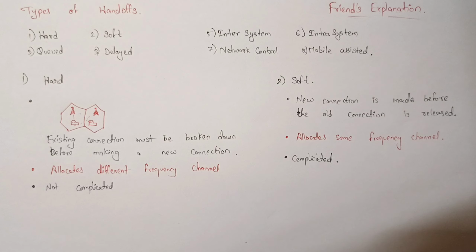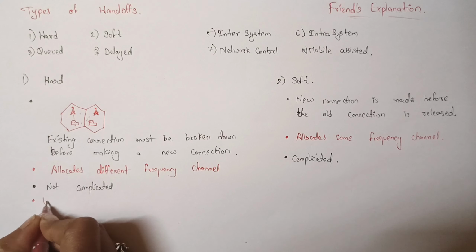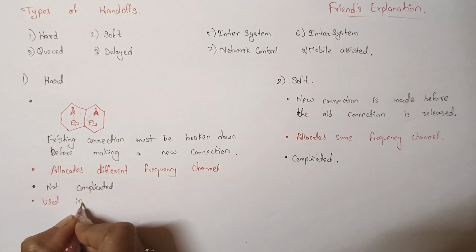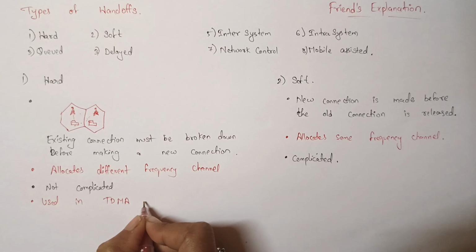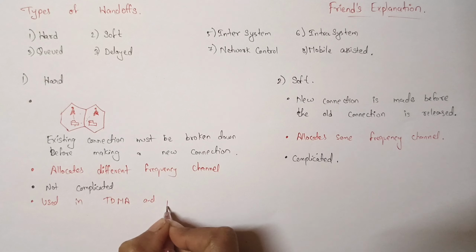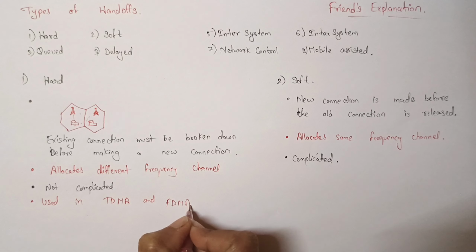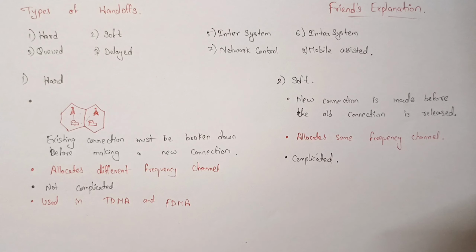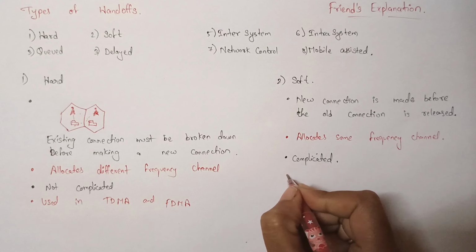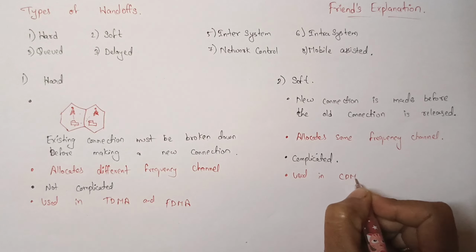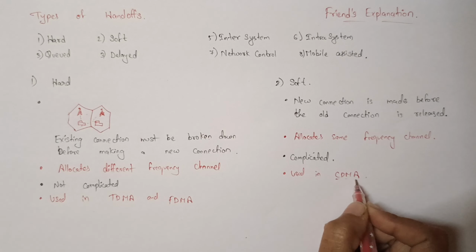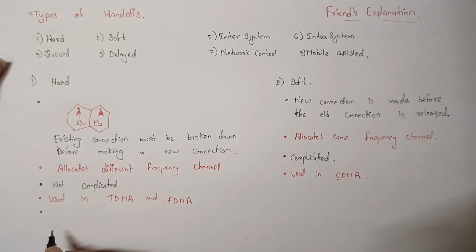And the next difference is this is used in TDMA, time division multiple access, and FDMA, frequency division multiple access, and this is used in CDMA, stands for code division multiple access. Now let's see the next difference.